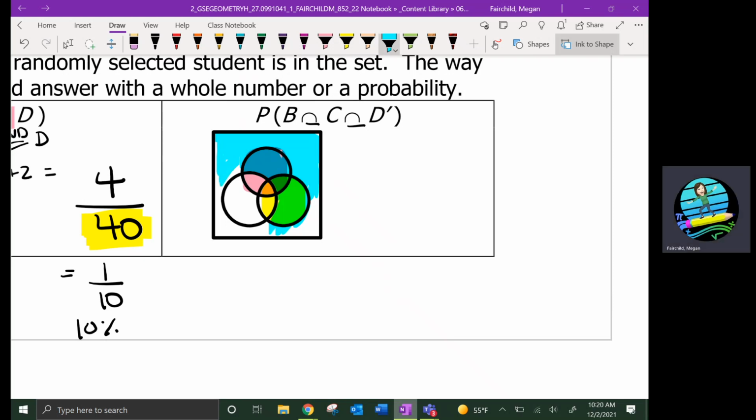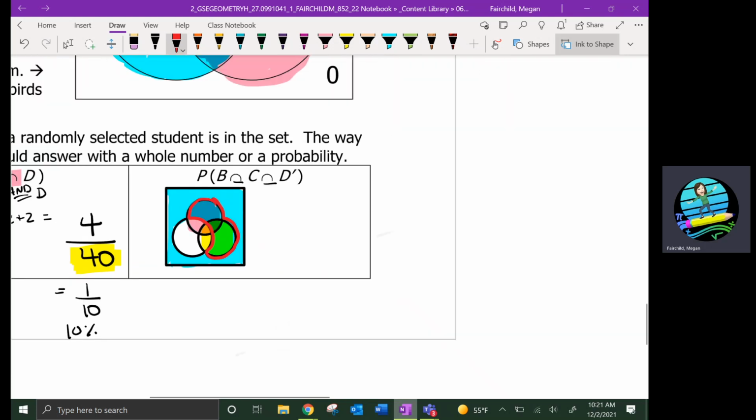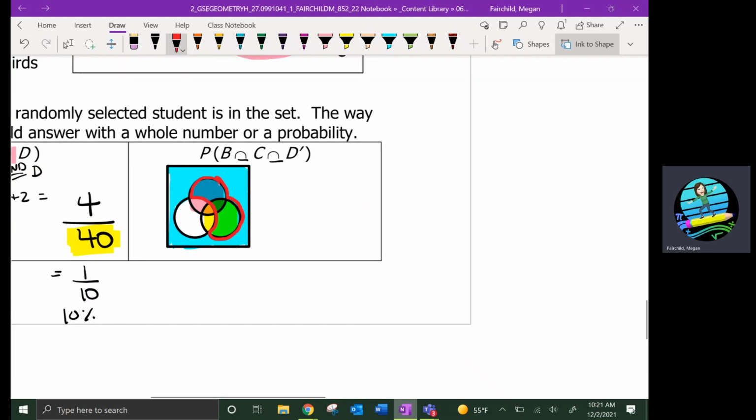Do y'all see it? It's kind of hard to see it because I changed the colors. It would be the green and the dark blue. So they overlap here and here. Right? So I shaded B, I shaded C, and then I shaded not D. A little harder. I think the answer is 21 out of 40. Maybe if I used a different color, I don't know.